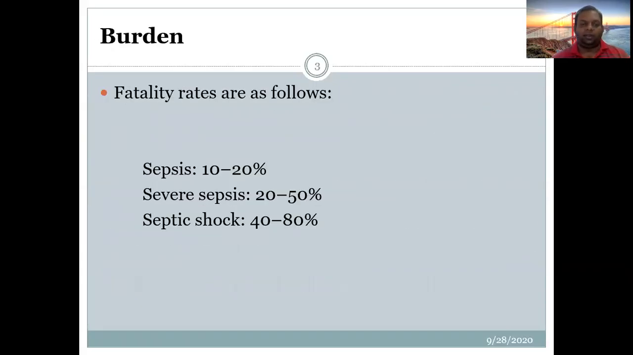Fatality rates: sepsis 10 to 20%. Severe sepsis nowadays is merged, and we'll say sepsis 50%, septic shock 40 to 80%. In combination, this is 10 to 50%.